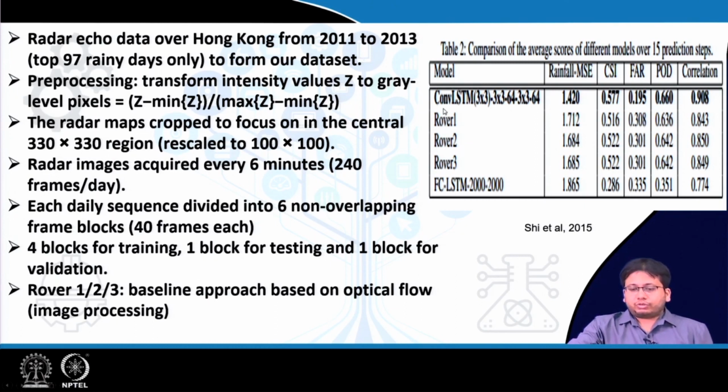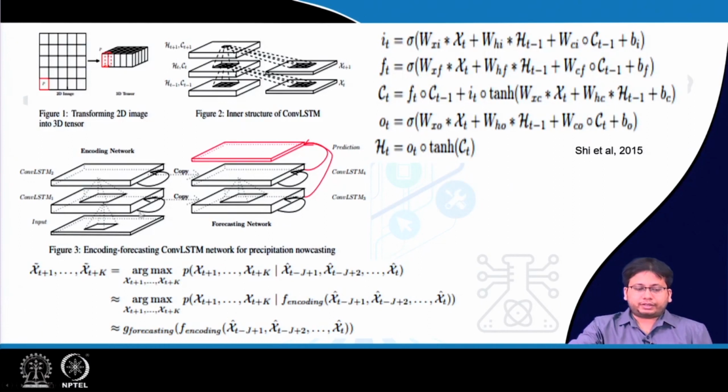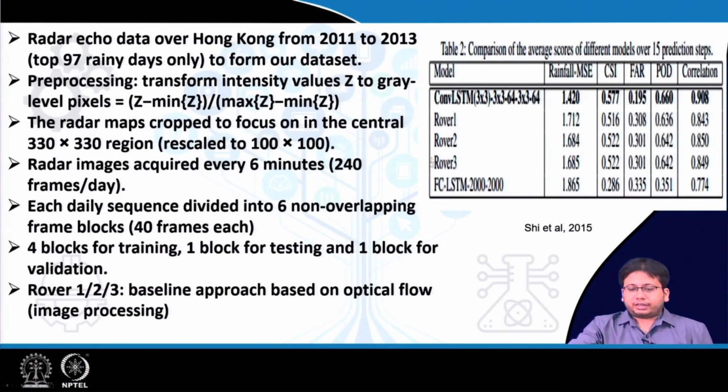So they compare the proposed conv LSTM architecture with a fully connected LSTM, in which the input is not provided in the form of a spatial map but is simply vectorized. And then there are these various ROVER algorithms. These ROVER algorithms are simply based on the notion of optical flow.